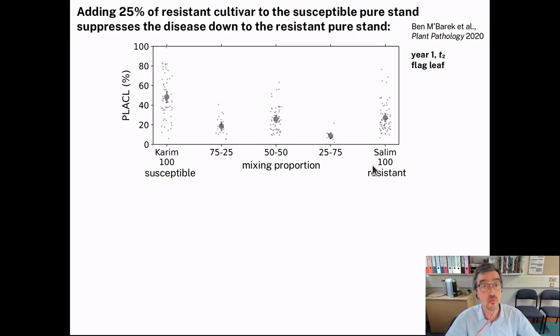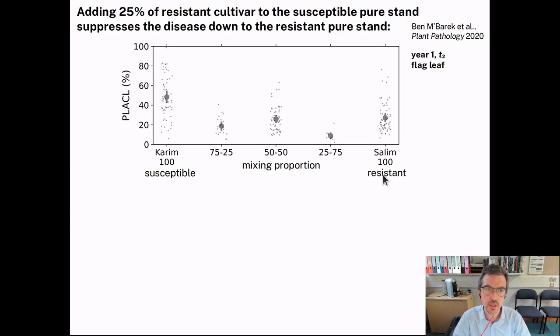This is actually very good news for the durability of such a mixture, because if you have just 25% of the resistant cultivar, this will impose much less selection on the pathogen population to adapt to this resistant cultivar as compared to the pure stand of the resistant cultivar. And so this mixture is expected to last much longer in the face of pathogen adaptation than the resistant pure stand.